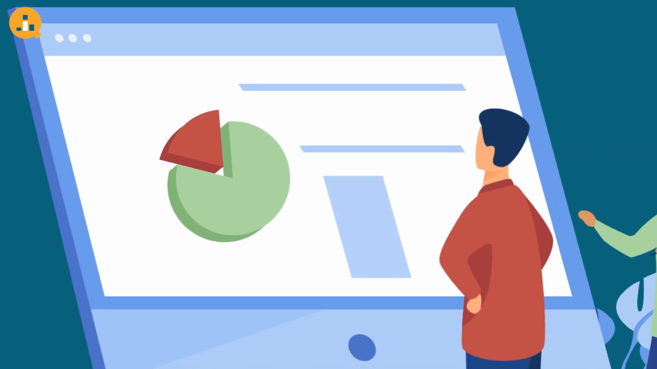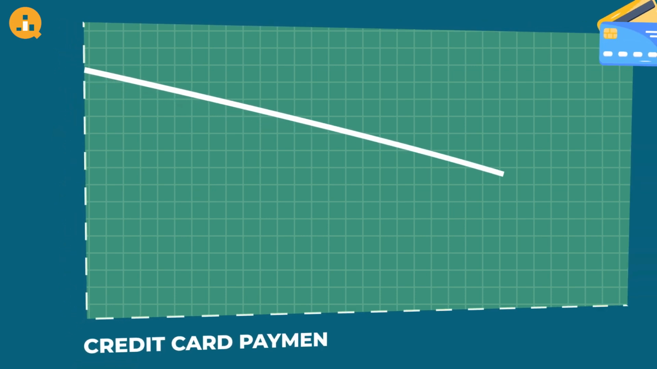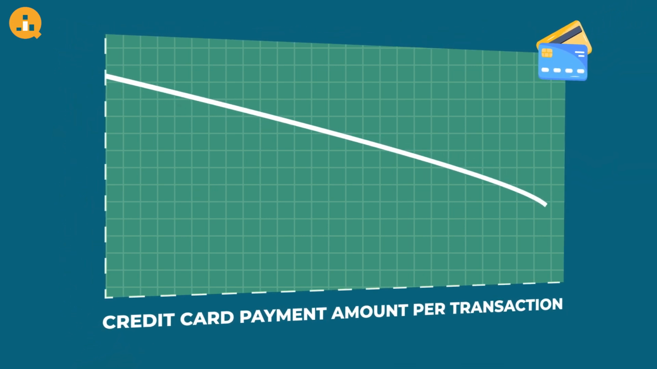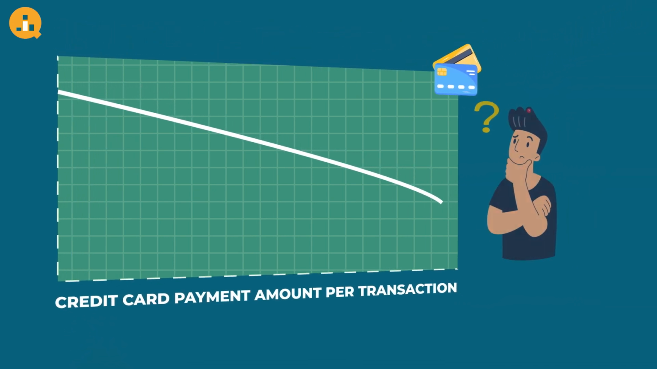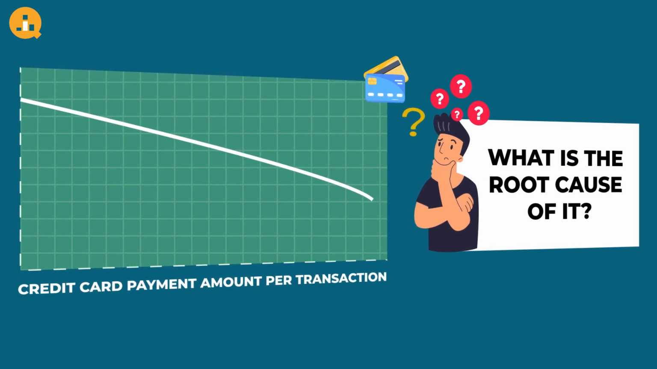So assume you're working as a senior data scientist for a financial company and you are seeing that there is a decline in credit card payment amount per transaction. Per transaction charges are going down. And now you have to investigate what could be the root cause behind it. So how would you go about solving this case?